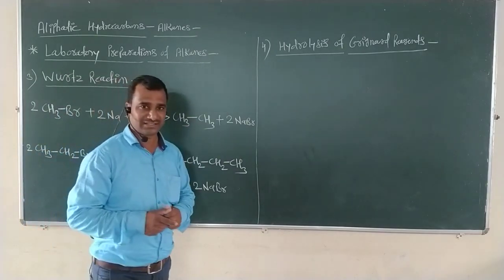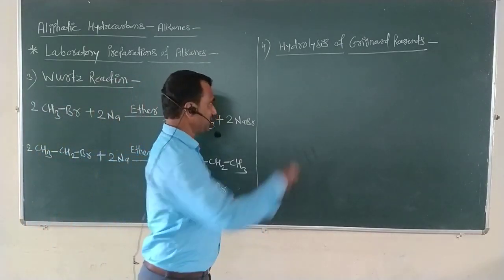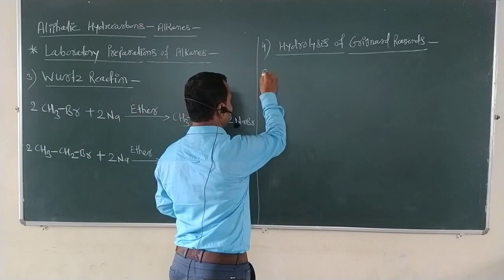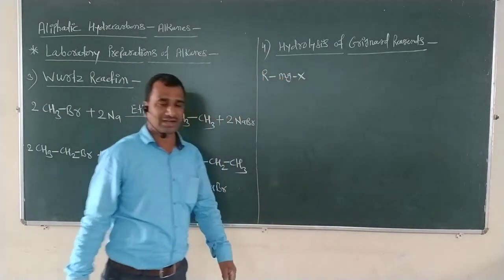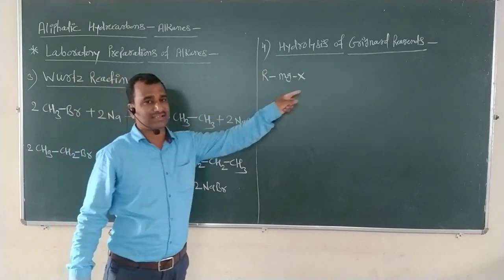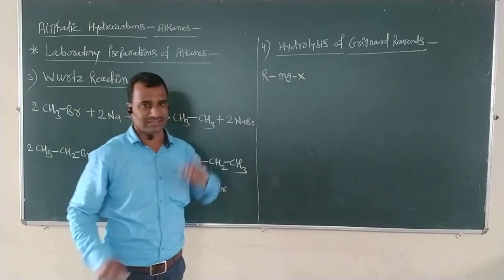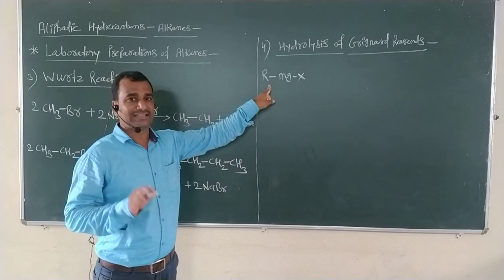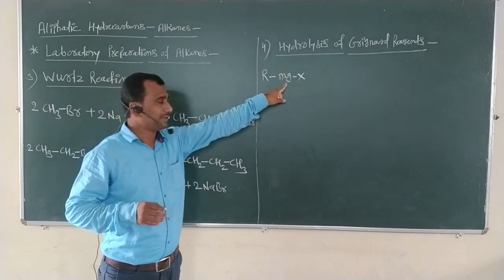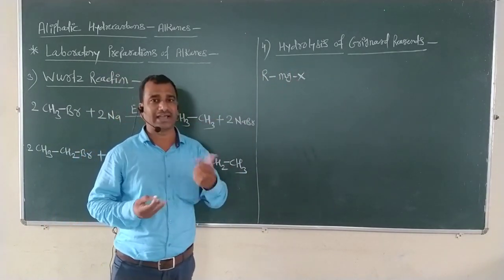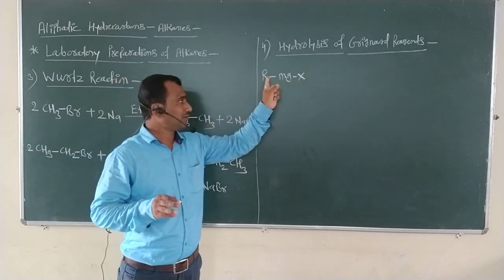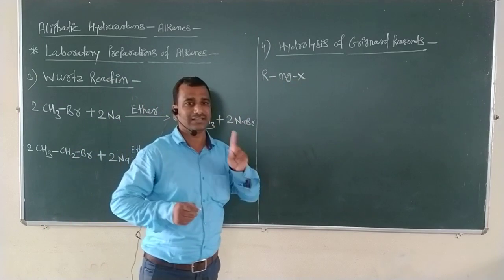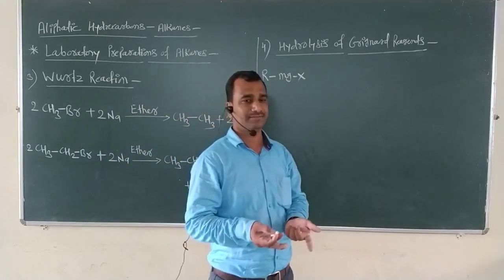Now, what is the Grignard reagent? The general skeleton for this Grignard reagent is RMgX. This is the general representation of the Grignard reagent. R stands for any alkyl group, Mg stands for magnesium, and X stands for halogen. So RMgX is the general representation of this Grignard reagent.